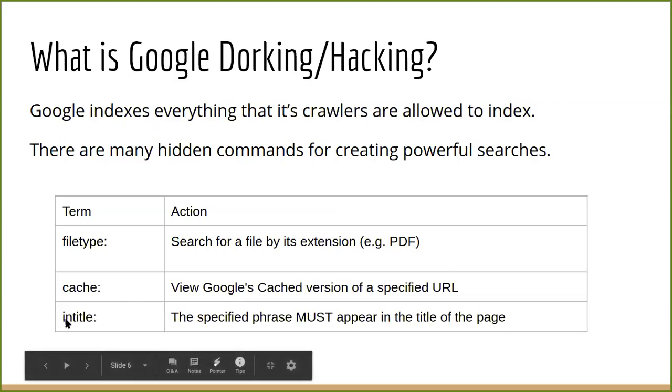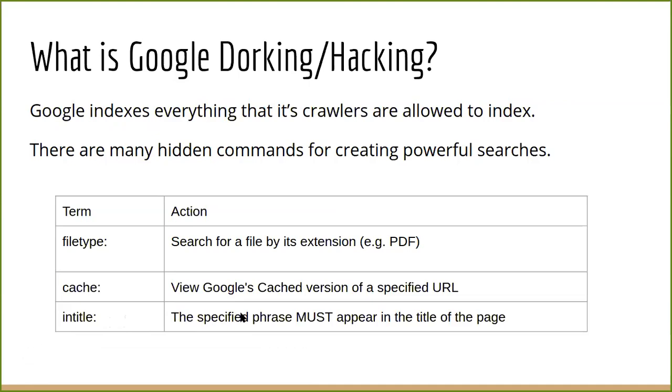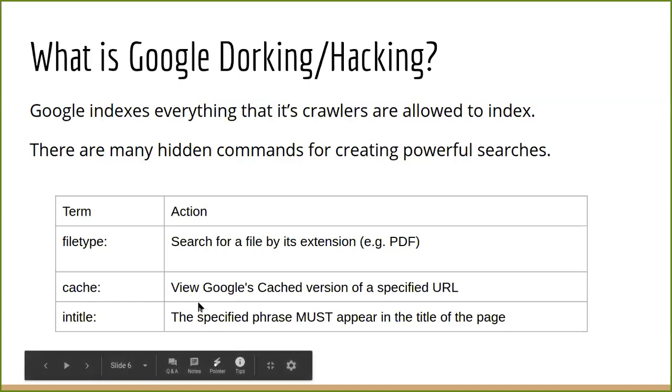Another useful one is the in title. If you include this in a search, any word that appears after in title has to show up in the website that it's going to show you on Google. Otherwise, it won't show up as a search result. Because we all know sometimes you look up dog on Google, and you're going to get a bunch of websites that don't necessarily have dog, but might have something else related to a dog. So if you do in title dog, it has to be a website that has dog in the title.